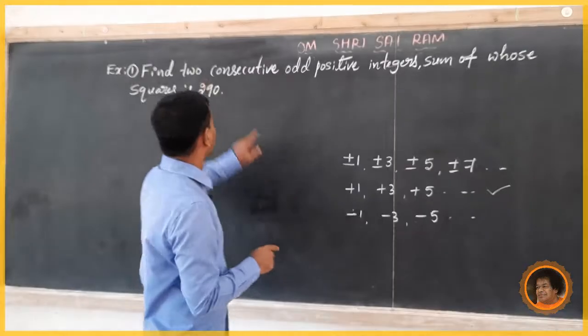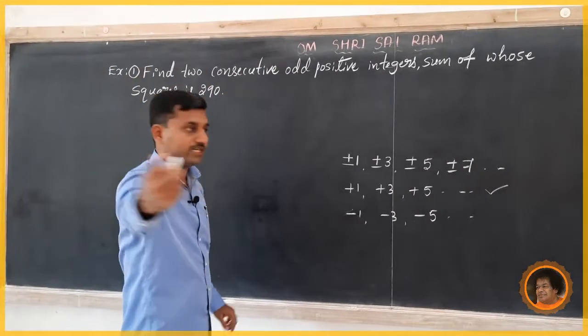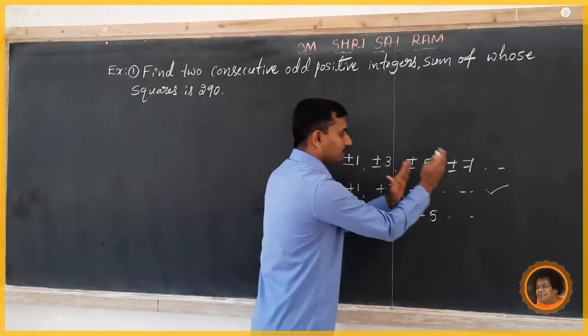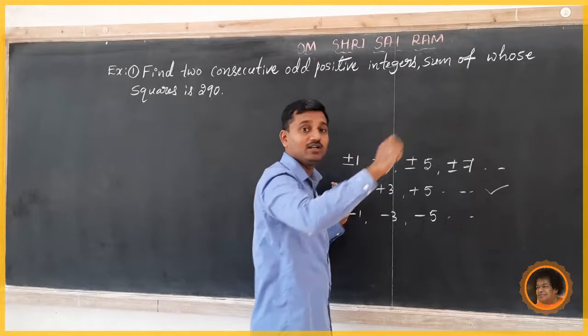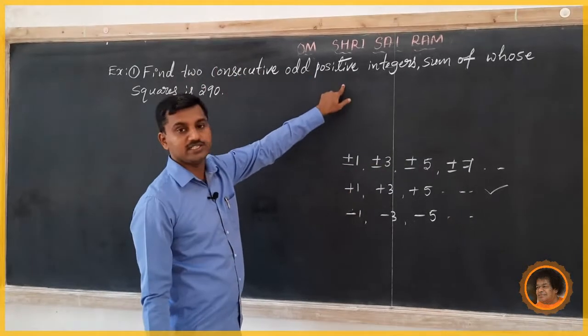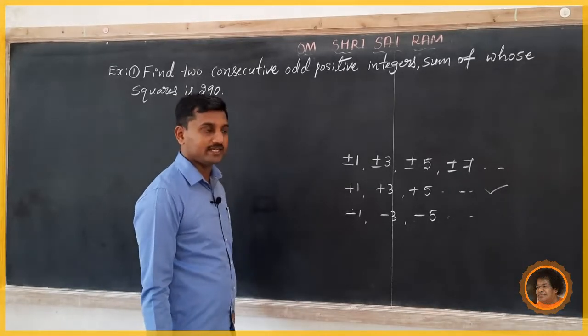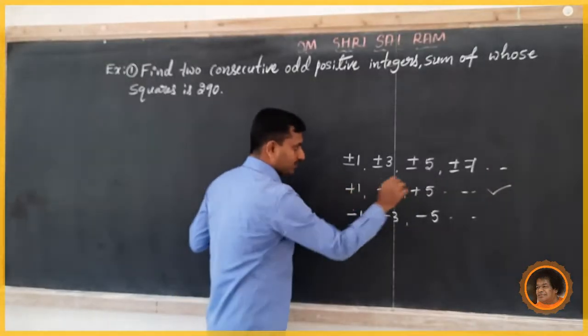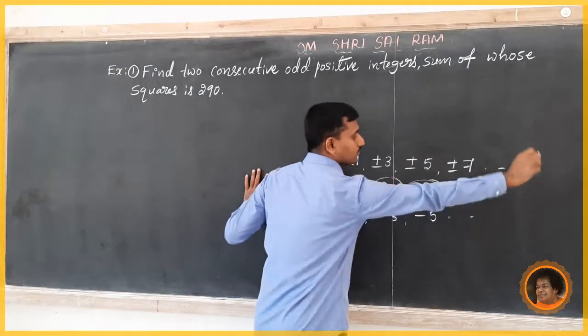So what is the condition? Find 2 consecutive odd positive integers. Consecutive means continuous: 1, 3, 5, 7, 9, and so on. So 2 consecutive odd positive integers, and the sum of whose squares is 290.